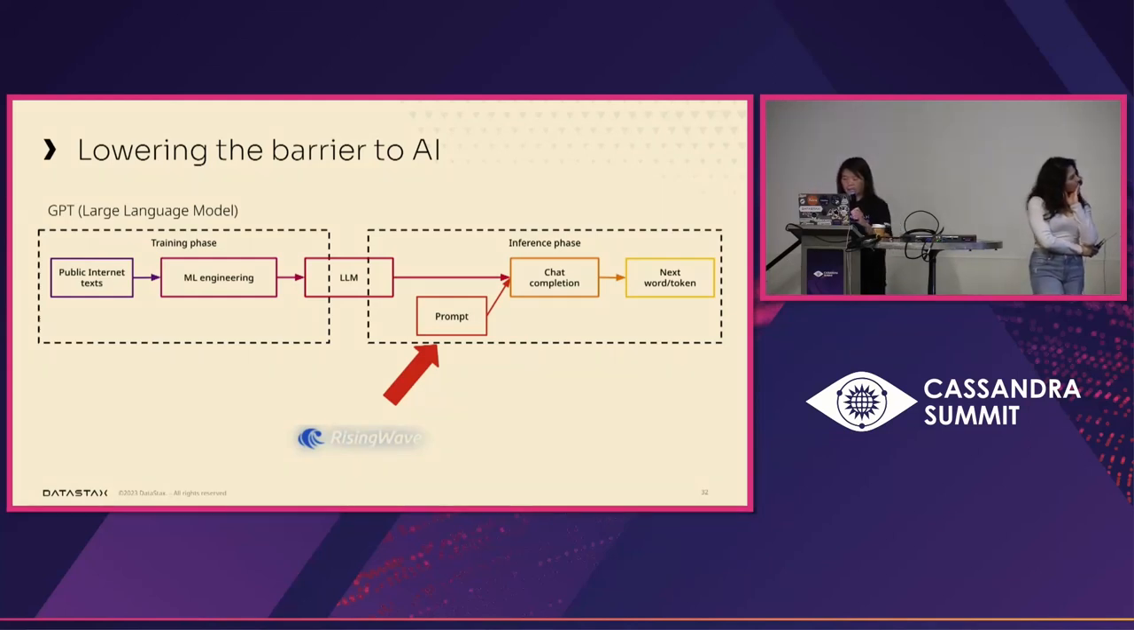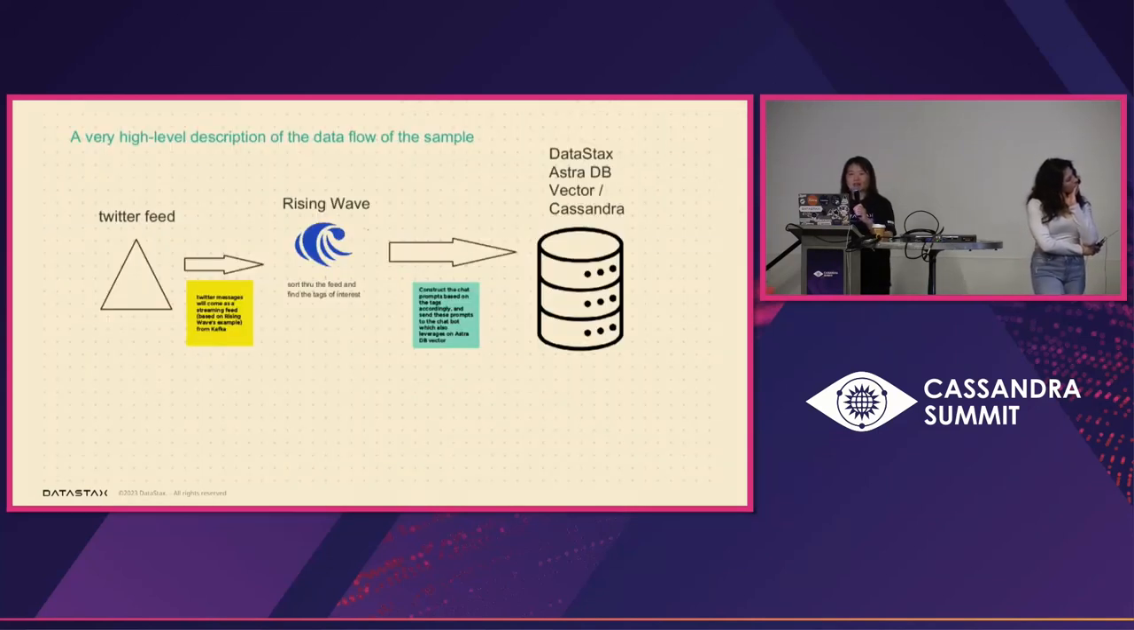So that's the example we'd like to be sharing, although we didn't have time to put it up, and maybe in the next phase, we'll have this project actually up and running. But essentially, just a high-level description of this data flow of the sample. You have the Twitter feed, and then send it to RisingWave, or the feed coming from Kafka, and then RisingWave will extract maybe certain tags that you're looking for, maybe the top selected tags, and then from there, we construct the chat prompts. And then we'll send it over to the chatbot, in which we're using Astra database vector or Cassandra to help manage the query and storage of these vector data too.